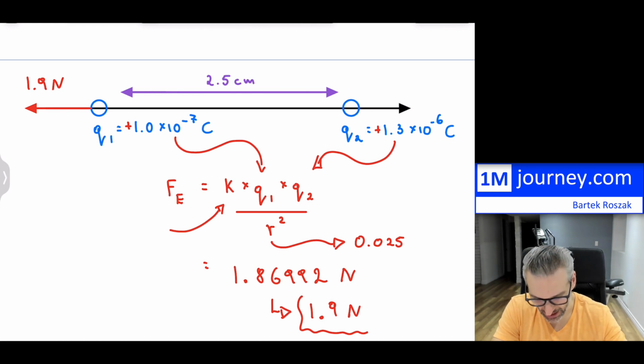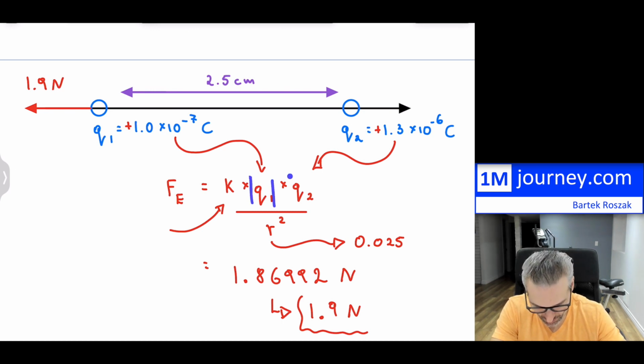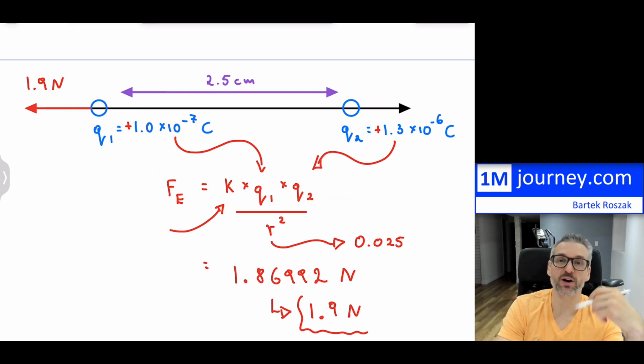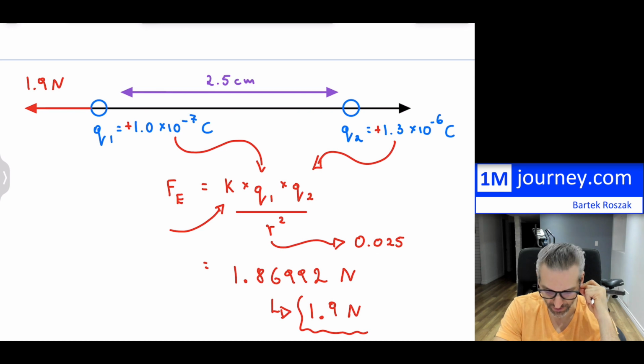Now, if the charges are positive and negative, that's why we sometimes put absolute values within it, just so that we can calculate the magnitude of this, and then we ourselves decide what the direction is. And the direction is not very difficult because it's either attractive or it is repelling.